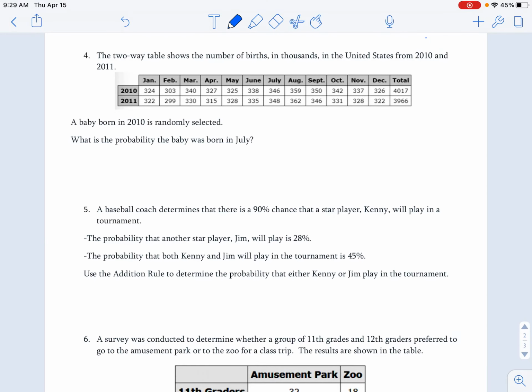Okay, diving right back in. The 2A table shows the number of births in thousands in the United States from 2010 to 2011. A baby born in 2010 is randomly selected. What is the probability the baby was born in July?